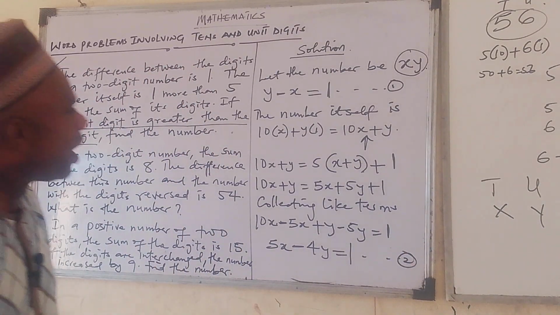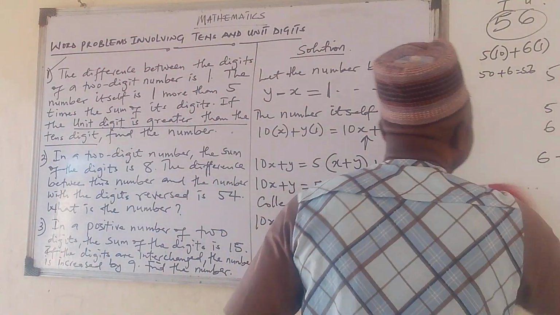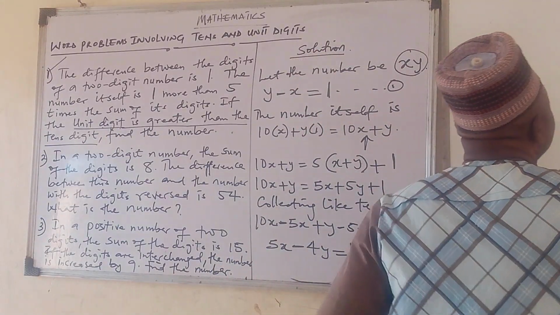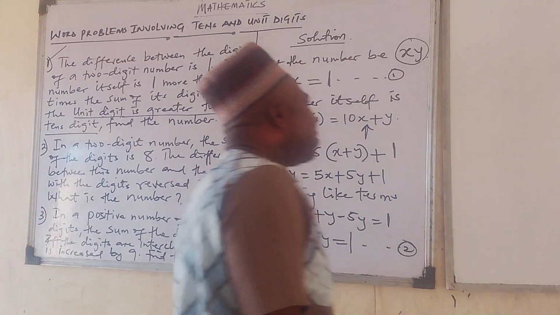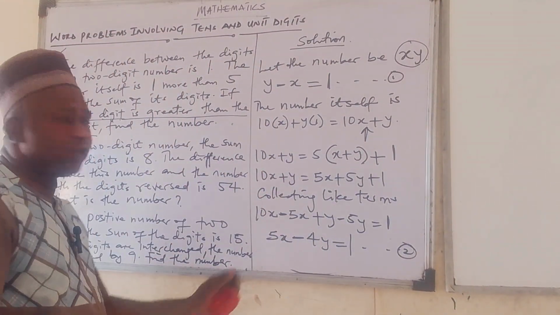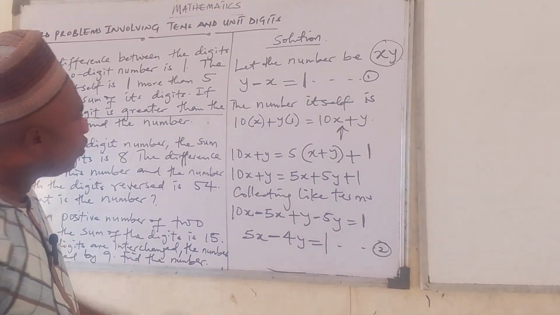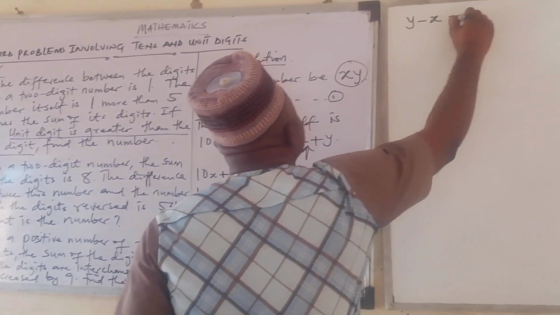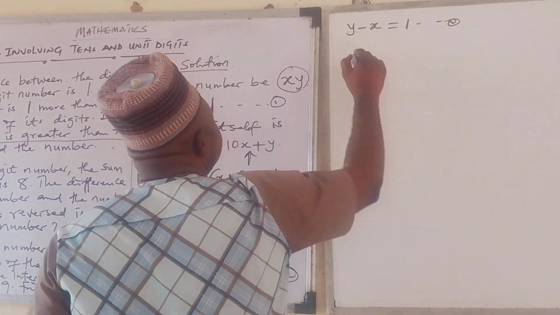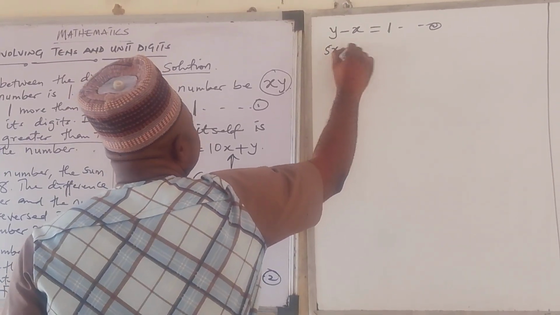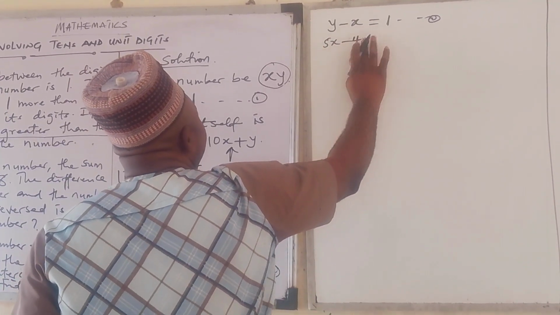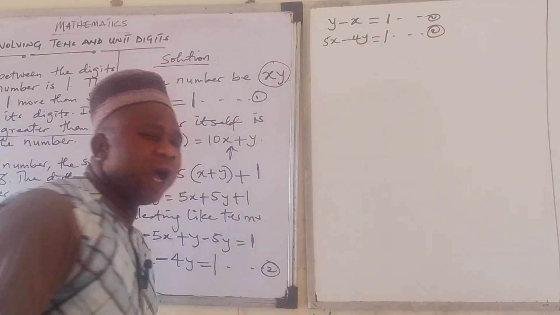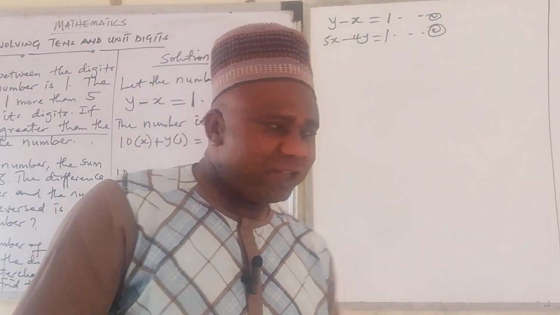Yes, so now you can see here that we have equation 1 and equation 2. That is a simultaneous equation. So now we are going to be solving the two equations simultaneously. So equation 1, we have y minus x is equal to 1. And equation 2, we have 5x minus 4y is equal to 1 as well. That's equation 2. Now, I want us to use the substitution method.